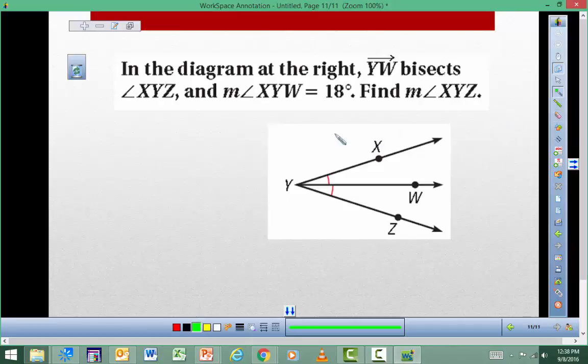Okay, so what are we told in this problem? We're told that angle XYW is this one. We're told that that's 18 degrees.